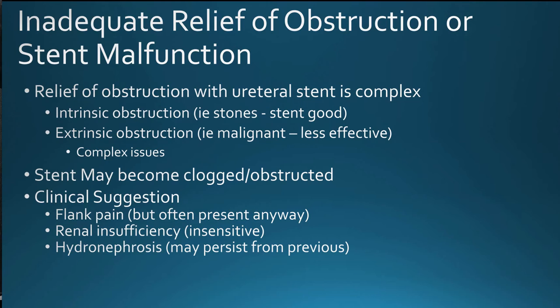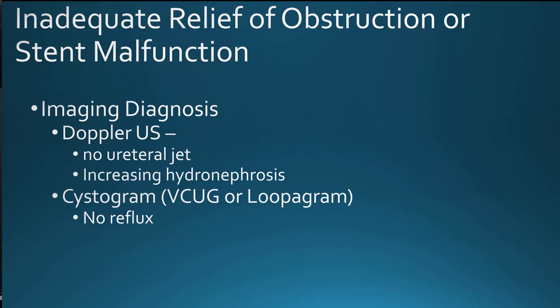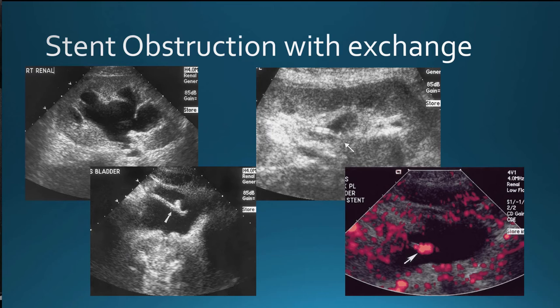There are two primary ways for evaluation of stent obstruction. One is using ultrasound, and the other is a cystogram or loopogram. First, an ultrasound can be used, and one way is to look for increasing hydronephrosis.